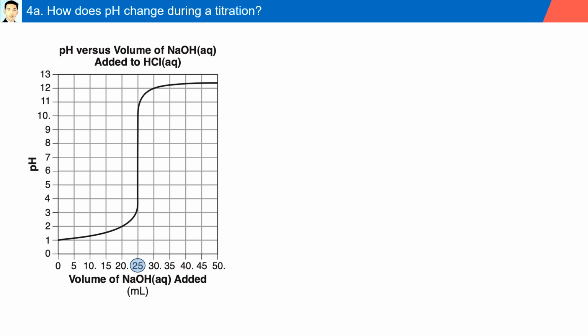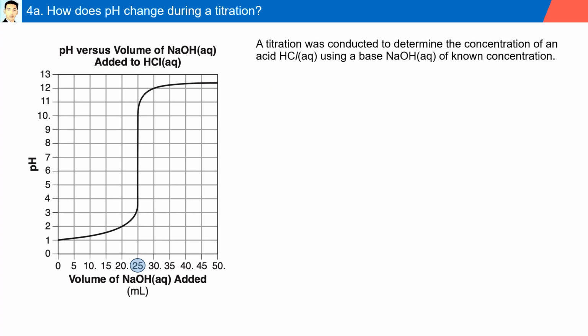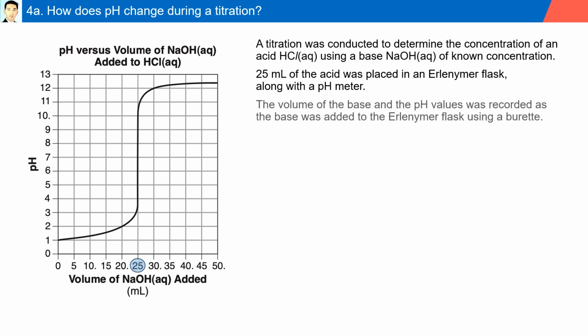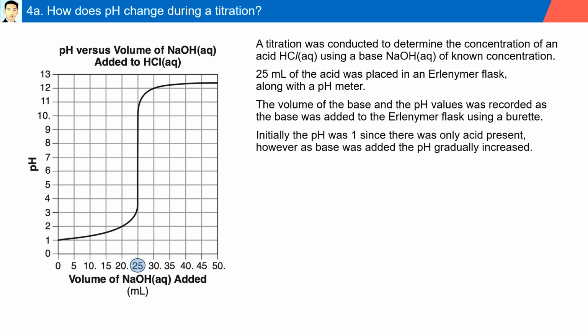How does pH change during titration? Here, titration was conducted to determine the concentration of an acid with a base of known concentration. 25 ml of the acid was placed in an Erlenmeyer flask along with a pH meter. The volume of the base and the pH values were recorded as the base was added to the Erlenmeyer flask using a burette. Initially, the pH was 1 since there was only acid present. However, as base was added, the pH gradually increased.